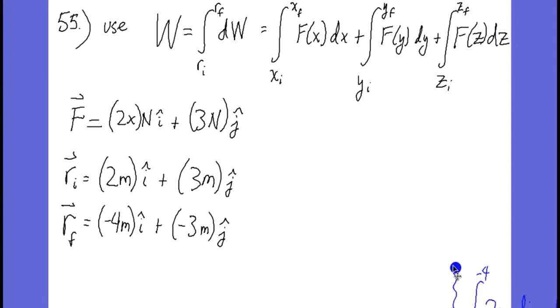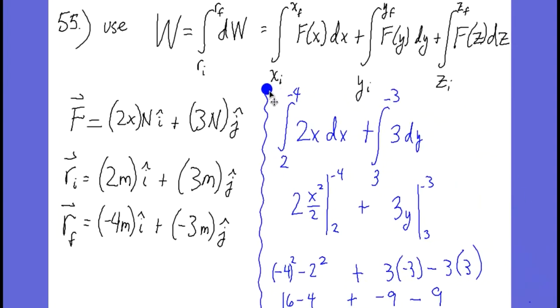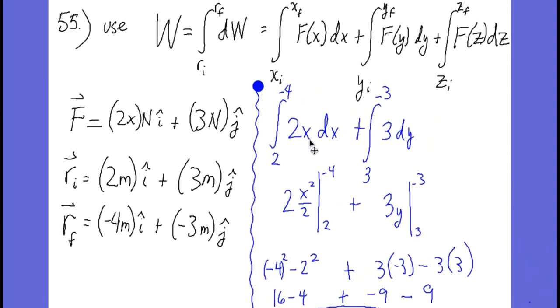So I'm going to integrate 2x. That's my force, 2x. So the integral of 2x with respect to x, the 2 is a constant. It pulls outside the integral, and the integral of x is x squared over 2. Over here, the 3 pulls out of the integral sign, and the integral of dy is just y. So my limits of integration for x are from 2 to negative 4, and in the y from 3 to negative 3.